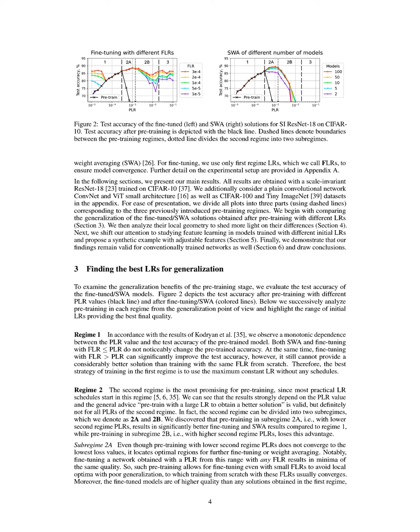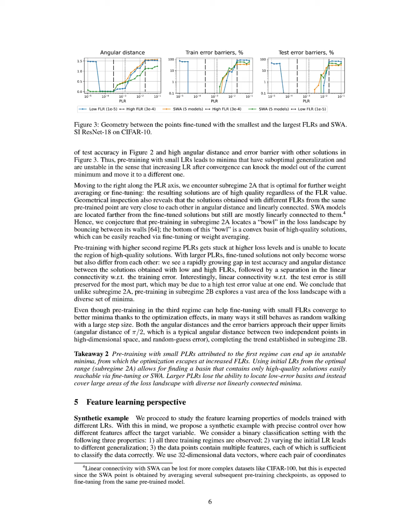Our experimental design involved training a scale-invariant ResNet18 model with different initial learning rates, PLRs, across 3 defined training regimes, specifically focusing on the second regime, which we subdivided into subregime 2A and subregime 2B. We assessed the generalization performance of the models by evaluating their test accuracy after pre-training and subsequent fine-tuning or stochastic weight averaging, SWA. Performance metrics included test accuracy and the analysis of angular distances and linear connectivity between solutions, which provided insights into the quality and stability of the minima reached.